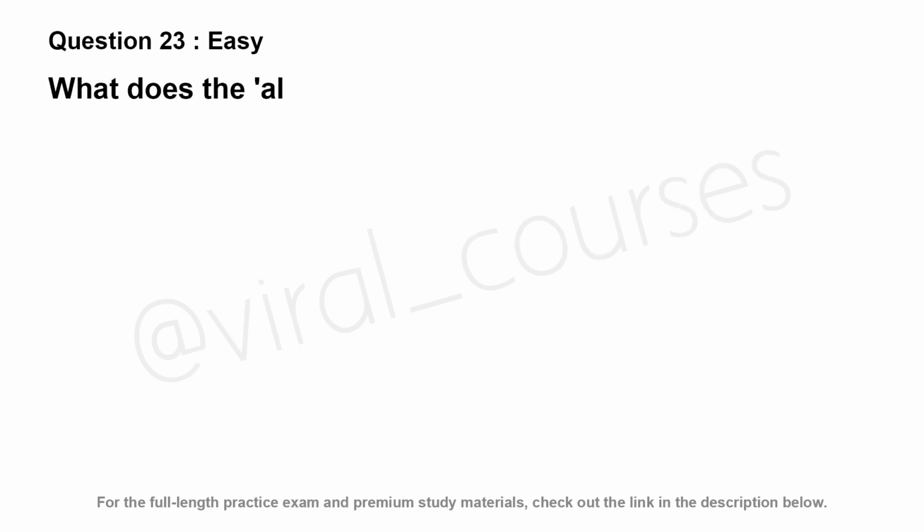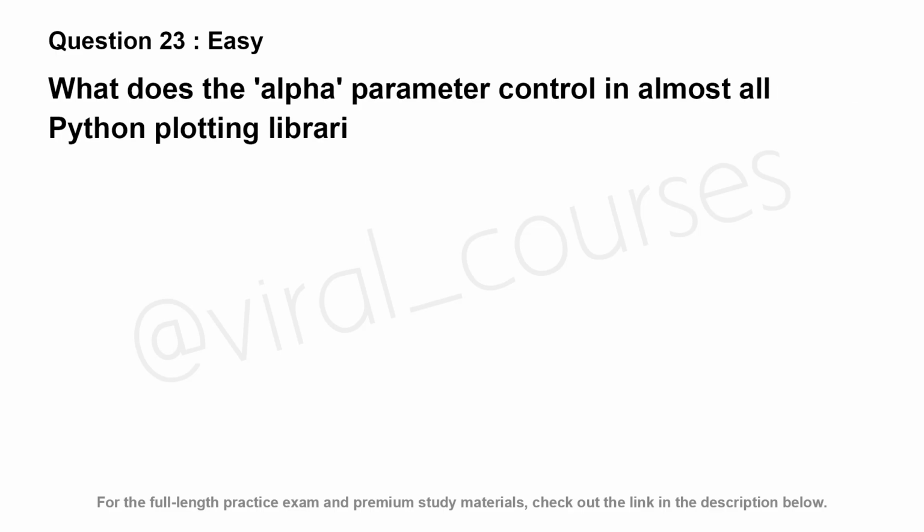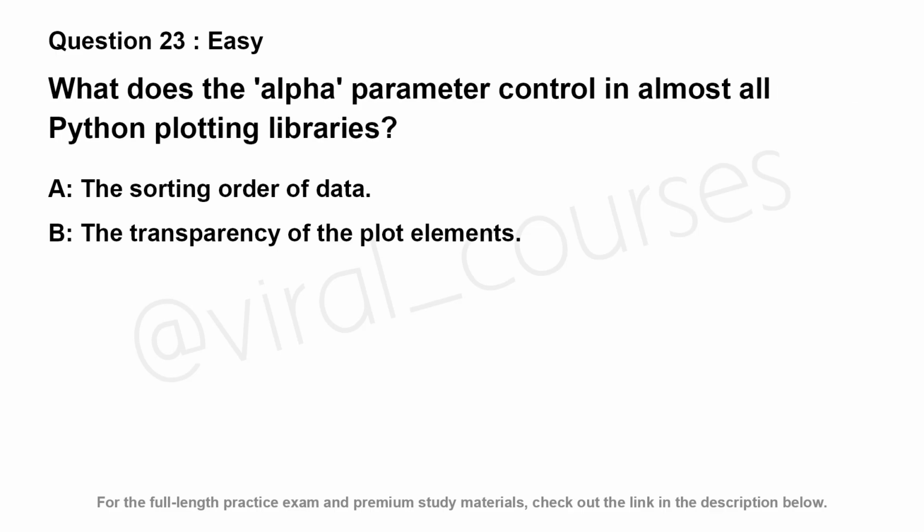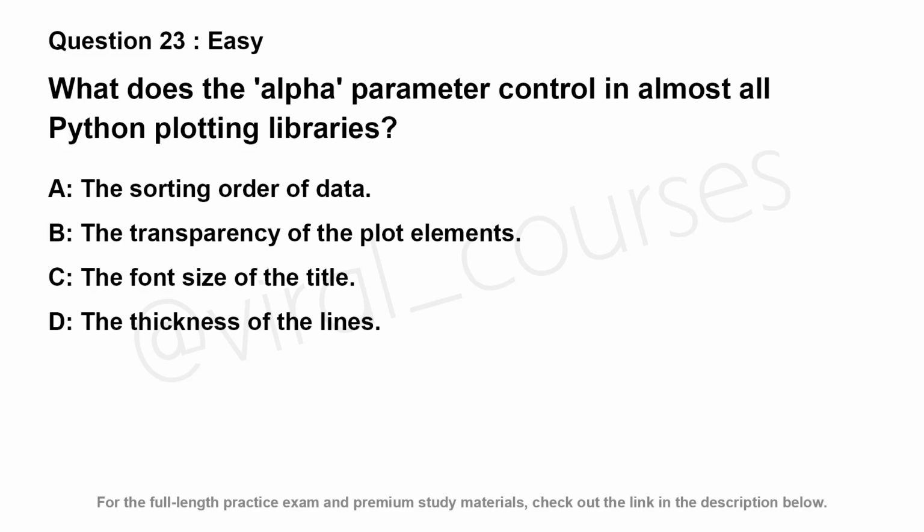What does the alpha parameter control in almost all Python plotting libraries? Option A. The sorting order of data. Option B. The transparency of the plot elements. Option C. The font size of the title. Option D. The thickness of the lines.